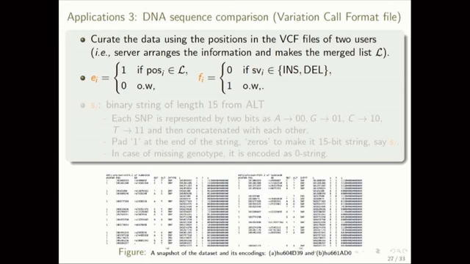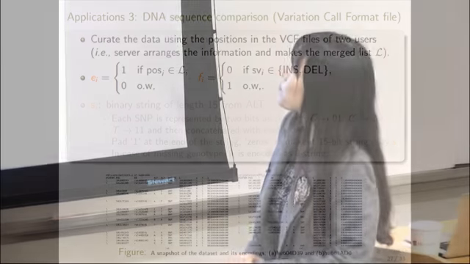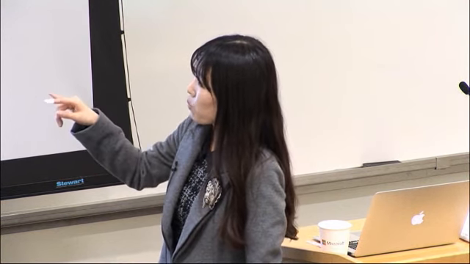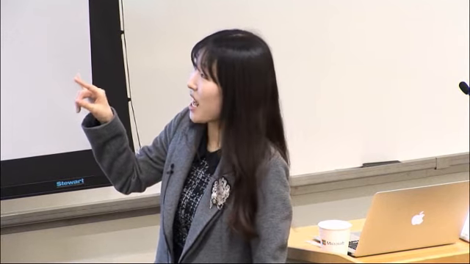Before we begin, we have something to do. The first thing is to create the data using the positions in the VCF files of two users. That is, the server arranges the information and makes the merged list. And then we can define two encodings, E and F.